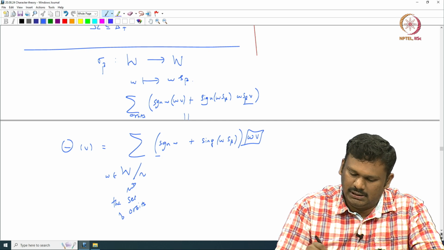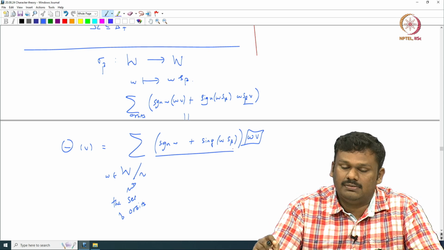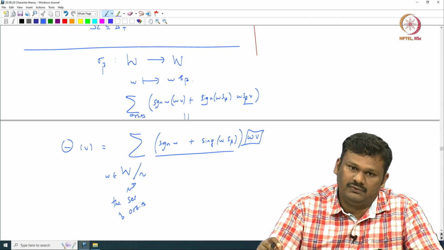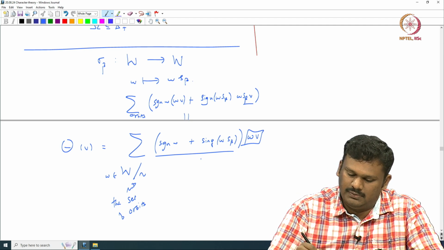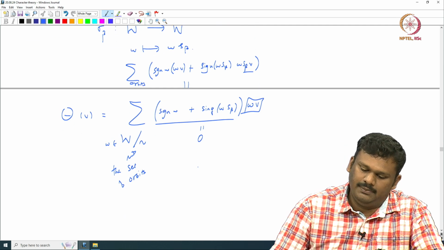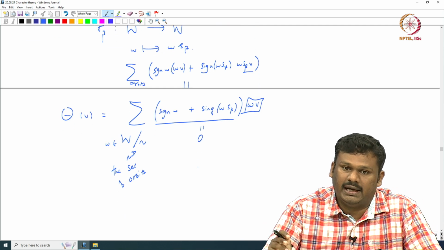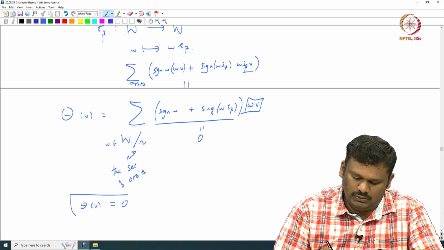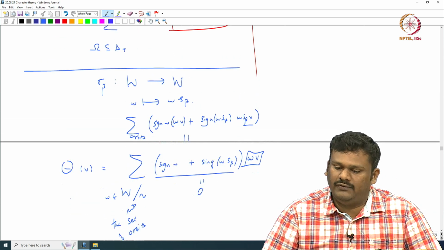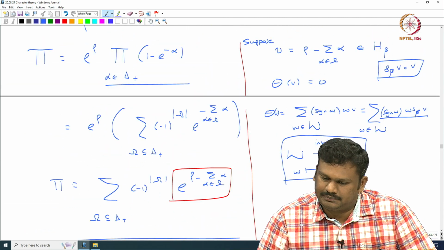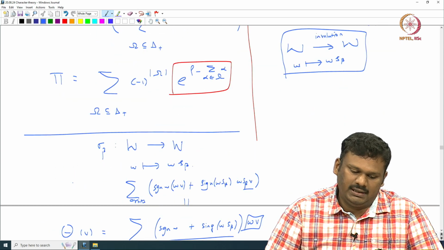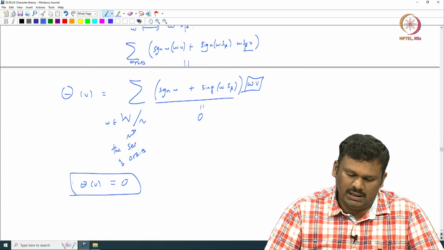But note that this sin W is the same as minus sin of W S beta, that is, sin of W S beta is minus sin W. So, this becomes 0. So, basically by pairing these two things, they cancel each other. So, you get 0. So, theta of V becomes 0 whenever this V lies in H beta. So, in particular, if I apply theta of pi, then you can see that whatever the unwanted elements, they all get 0.